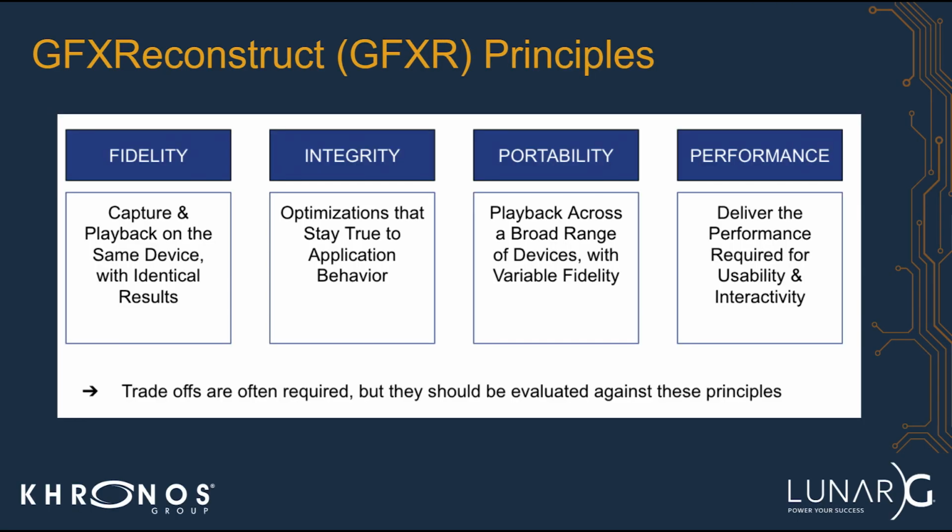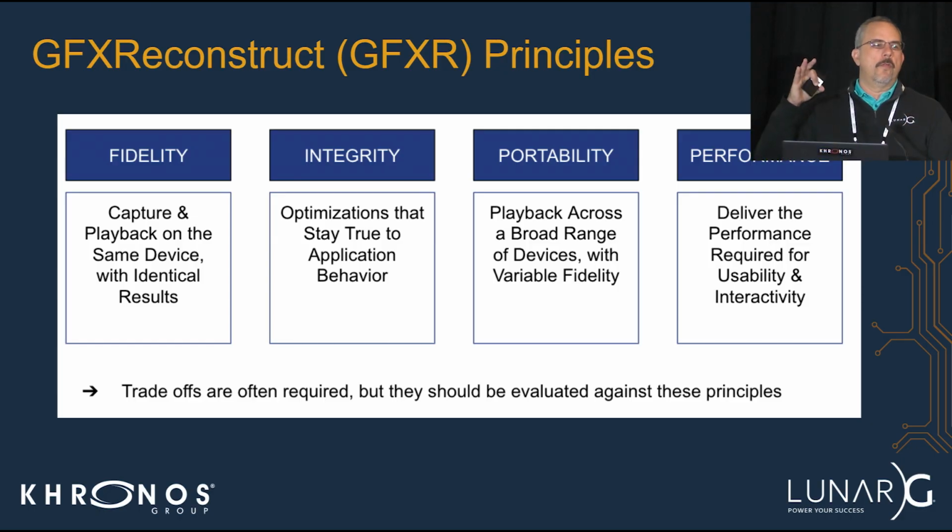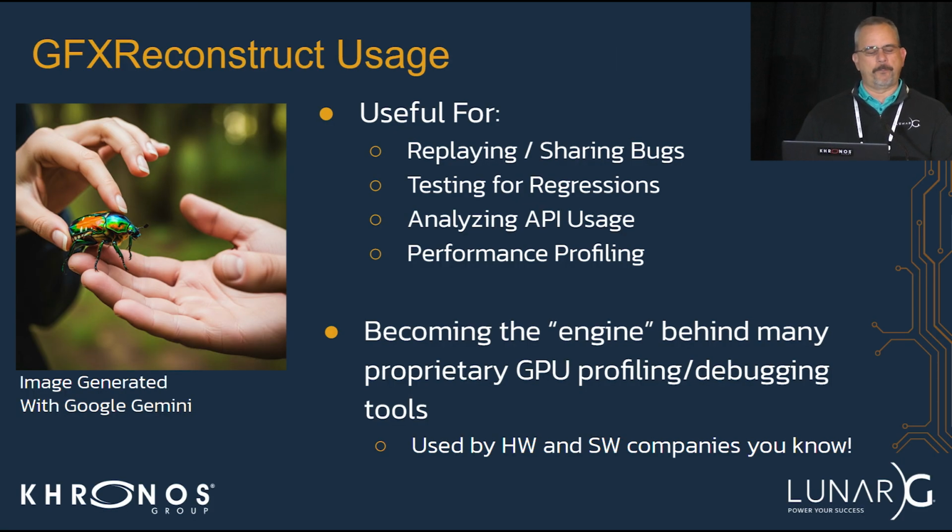Graphics Reconstruct executes with certain principles in mind. Obviously, you can read them: fidelity, integrity, portability, and performance. Our priority, honestly, is to try to reproduce your application as it behaves. And so if you have a bug, we want to be able to reproduce that bug. If you behave correctly, we want you to be able to reproduce correctly. We do make trade-offs, especially when you want to make something that's portable. You have to rebind memory and various things like that to work on one system versus another. But in general, our goal is to try to follow these principles as close as possible.